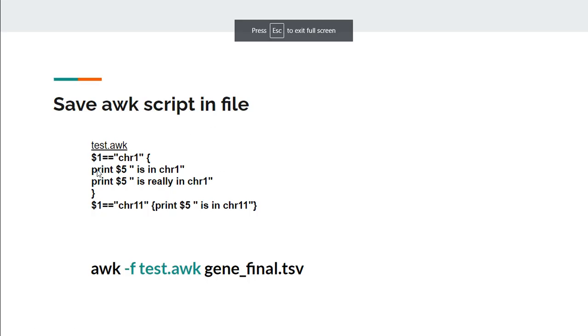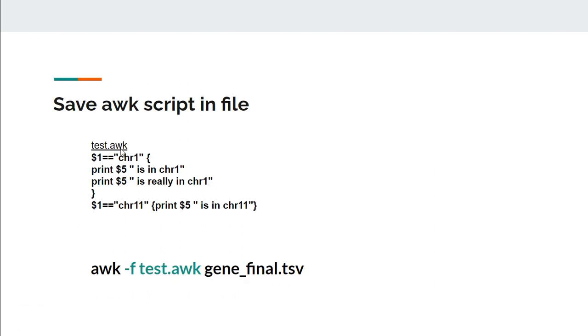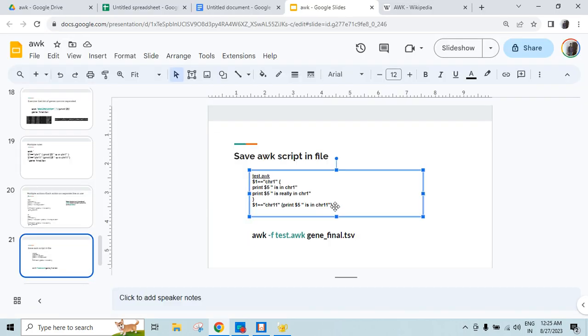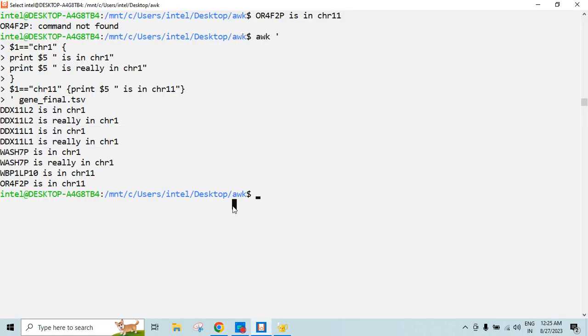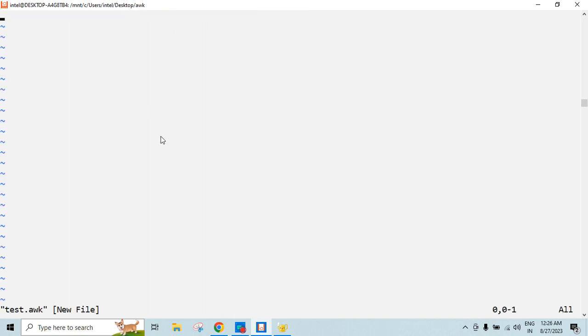So instead of this, we can save this in a script. Basically, the entire rules, whatever you wrote in between the single quotes, just copy this part and put it in a file, test.awk. Let me do that, and we can use that script instead of the terminal. This is very useful when we will be using more complex things. So let's say I'm creating a script.